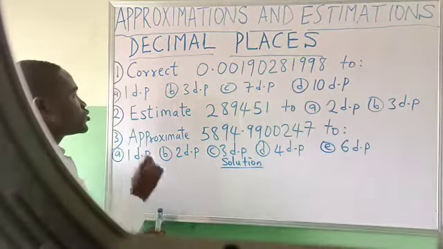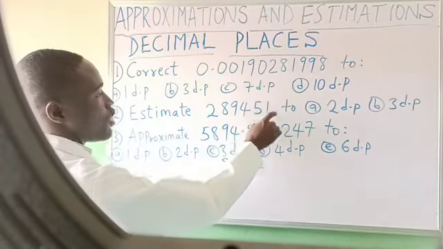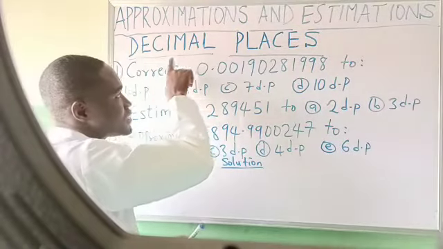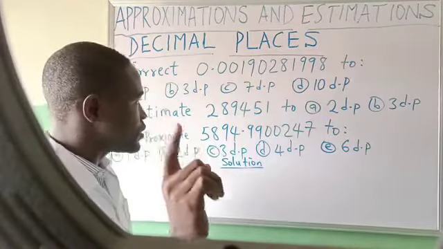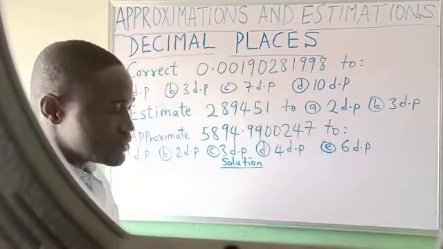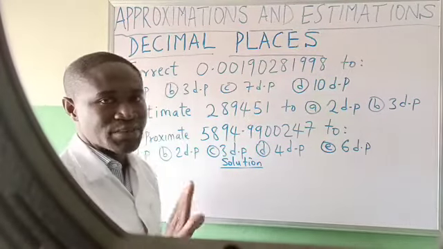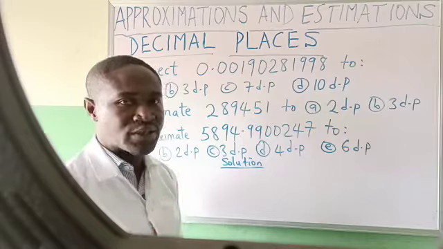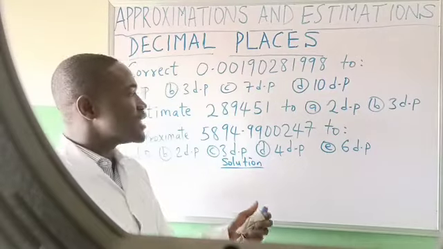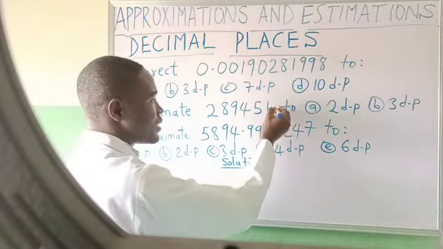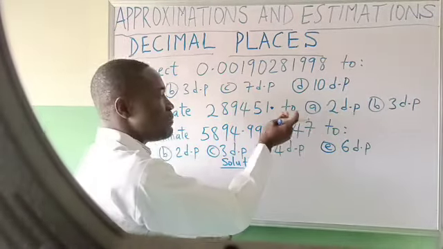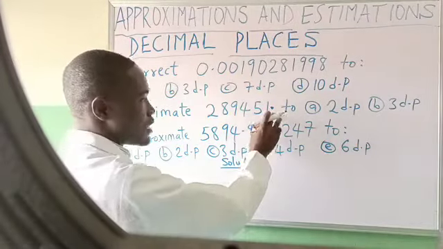Now to solve question number 2, estimate 289451 to 2 decimal place, 3 decimal place. Remember I said whenever you are talking about decimal place, first of all locate your decimal point. Ask yourself, does this number have a decimal point? Yes, because we said every number has a decimal point. The decimal point can be visible or invisible. This number has an invisible decimal point. So where is the decimal point going to be located? At the back. Any number whose decimal point is not visible, it means it's located at the back of the number.